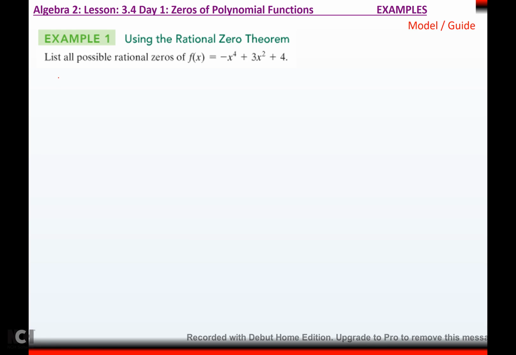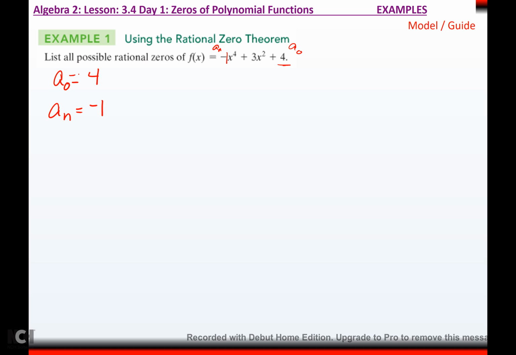Alright, my a sub naught, my constant, is 4. My leading coefficient is negative 1. Okay, everybody with me? There's my a sub naught. My a sub n, my leading coefficient, is whatever's touching the highest degree. So in this case, it's negative 1.